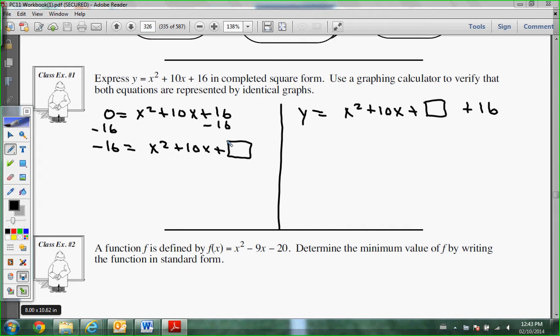We just did it. Half of 10 is 5. 5 squared is 25. So I added a 25. Part 2 on your steps, we have to balance. If I add 25 here, I need to add it here. Okay? Are we okay with that? That's the main thing with completing the square. So I put plus 25 here, so I'm going to put it here too.